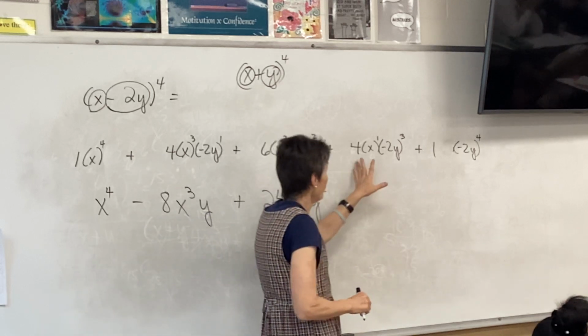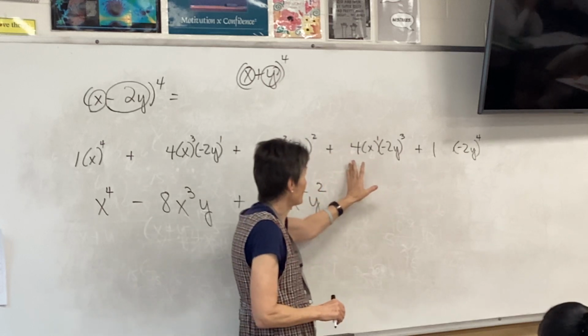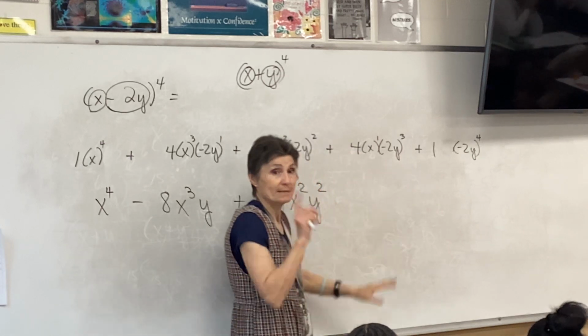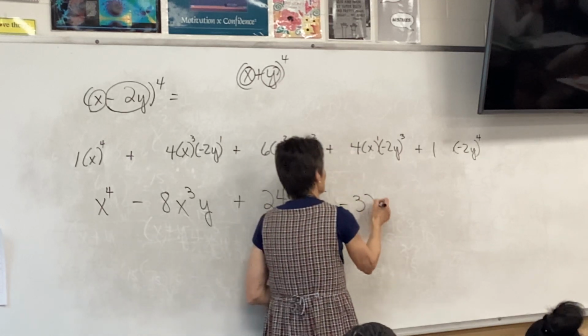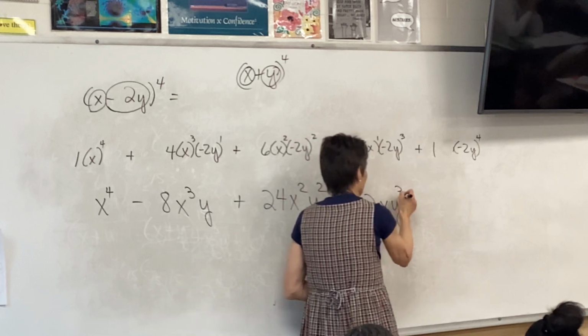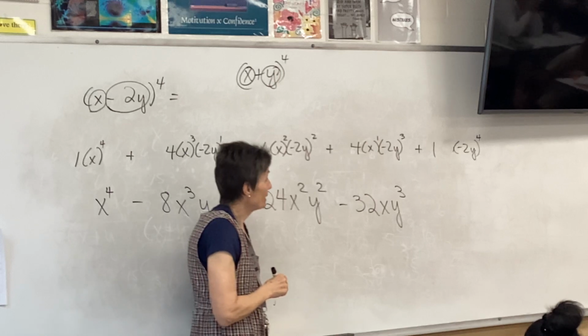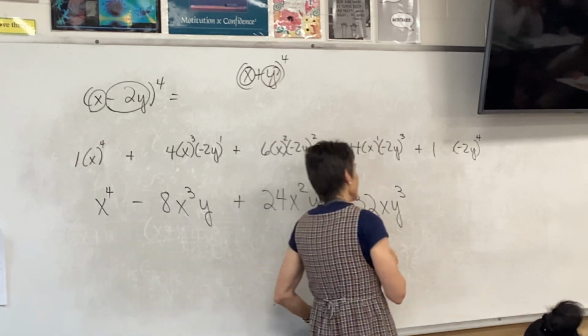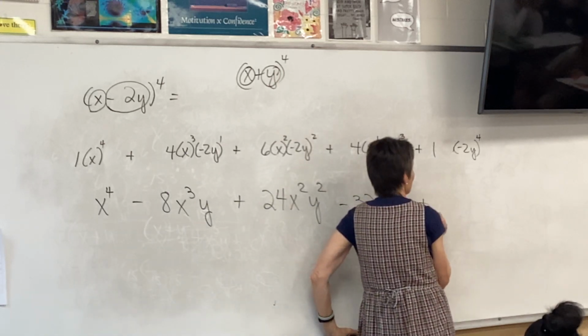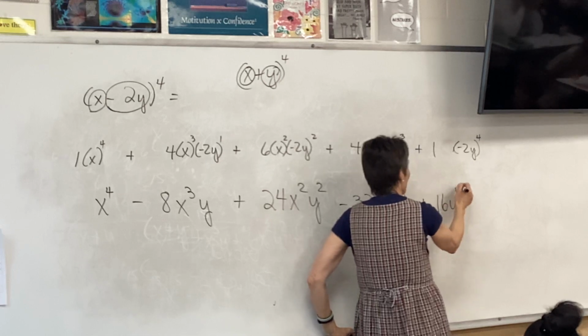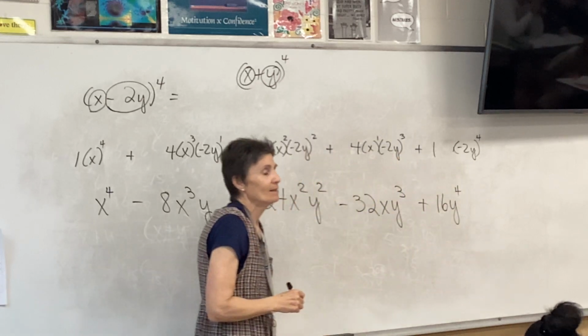Alright, this is multiplying now, all multiply. What's this one going to be? 32. Negative 32 x y cubed. And what am I going to have on the end? What's my last one going to be? 16, y to the 4th. Positive 16, y to the 4th.